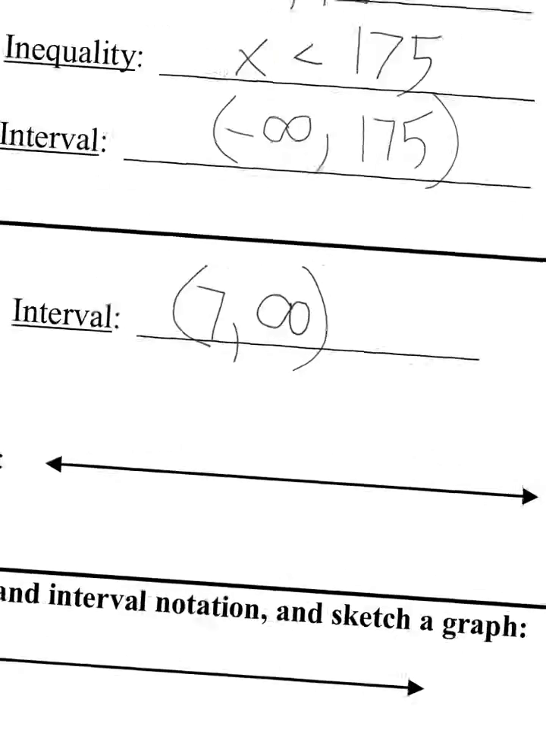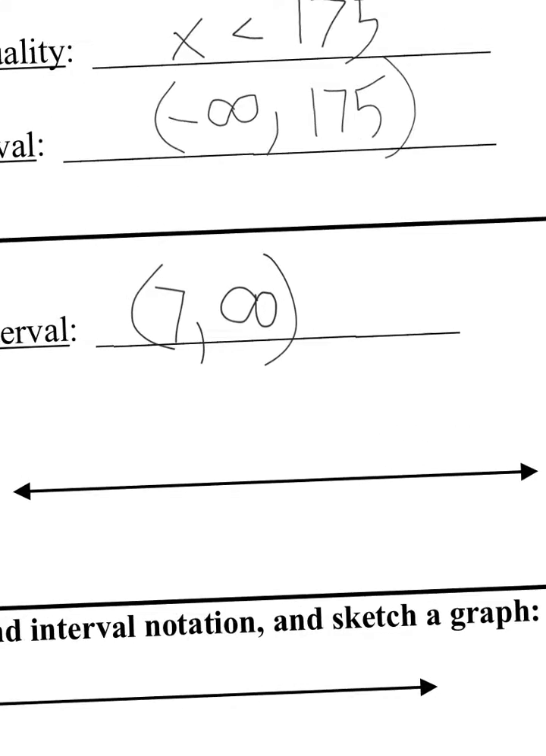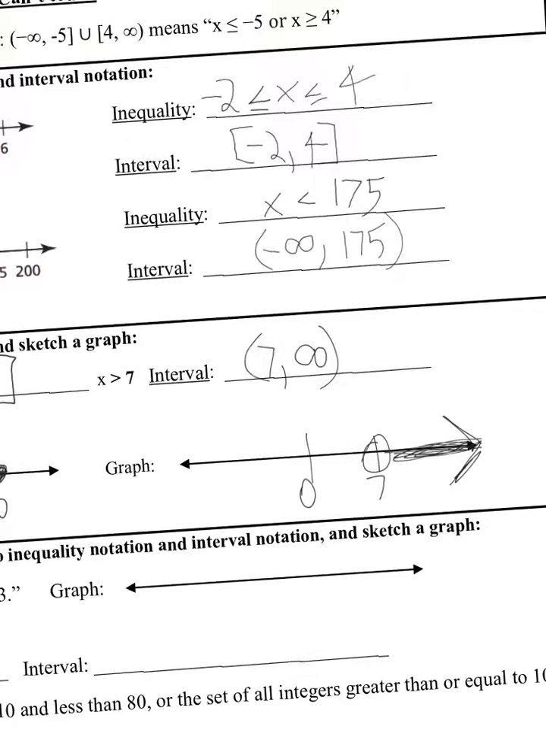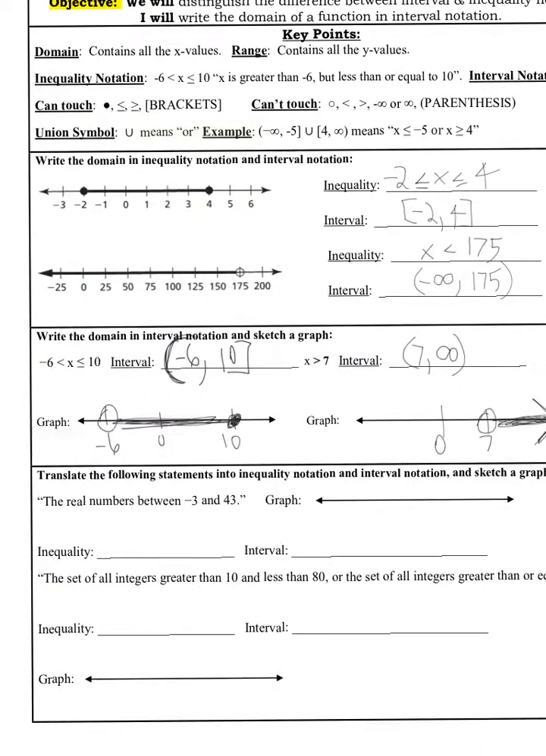Let's graph this going from 7 onward, so I'll throw a 0 there, and then I throw 7 here, and 7 was not filled in, so I'll do an open circle. And there we go. Shading forever. So, that's basically it for the graph.